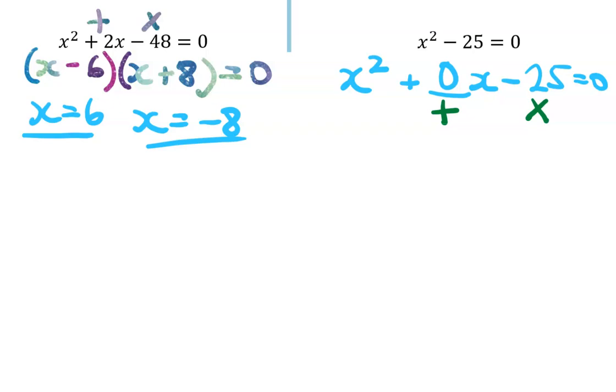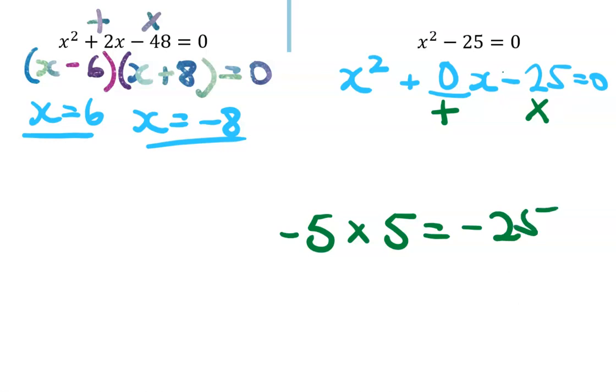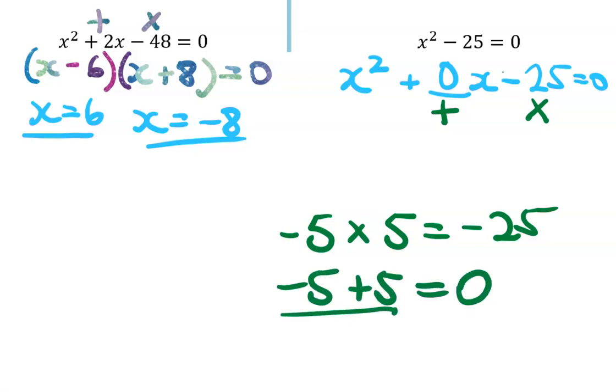Well, 25 can be made by 1 times 25 or 5 times 5. Given that I need to multiply them to make a negative, I need one of each. So you'll find that I need a minus 5 and a positive 5, and when I multiply them together, I get minus 25. Now that will give me the right answer that I need at the end, minus 25. If I add them, do I get 0? Well, minus 5 plus 5, yes, that does in fact equal 0, so these are the numbers that I want.